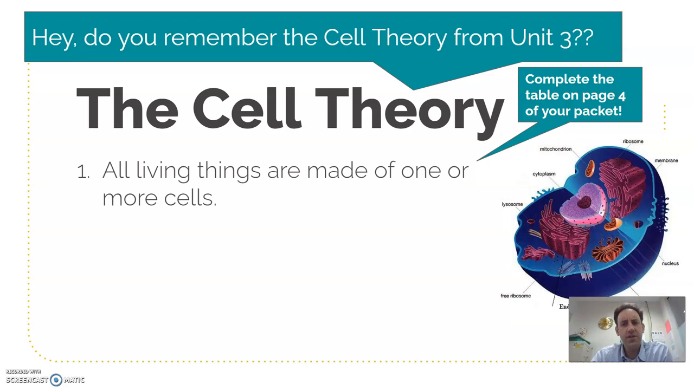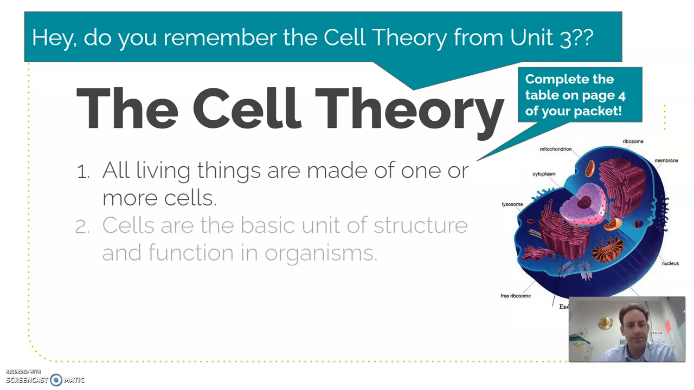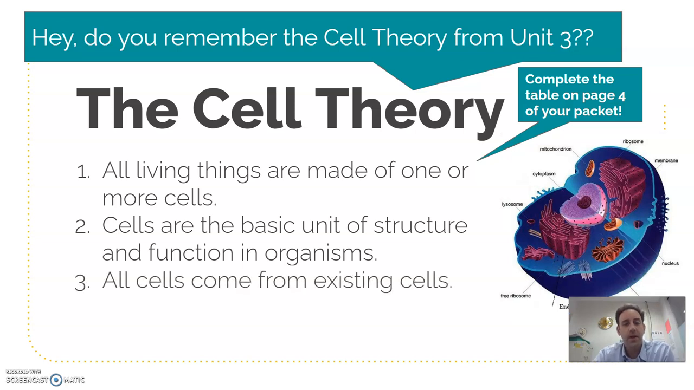Remember, the cell theory says that, one, all living things are made of one or more cells. Two, cells are the basic unit of structure and function in organisms. In other words, if we want to understand how the human body works, we need to understand how the basic cells in the human body do their jobs. And three, all cells come from existing cells. We learned about this through mitosis and meiosis, how cells can give rise to other cells.